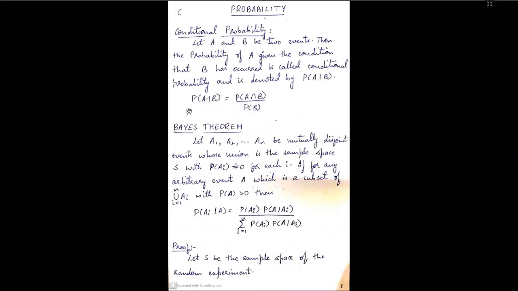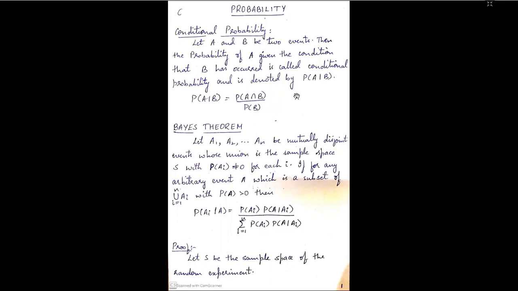It is defined and given by probability of A given B is equal to probability of A intersection B divided by probability of B. So from this we can write probability of A intersection B is equal to probability of A given B into probability of B, which is called the multiplication rule. Now let us look at what is Bayes theorem.